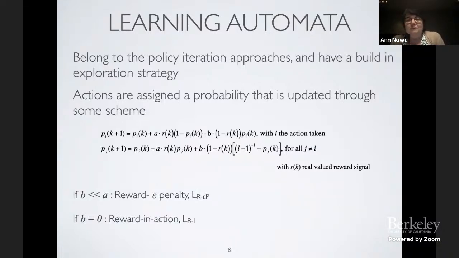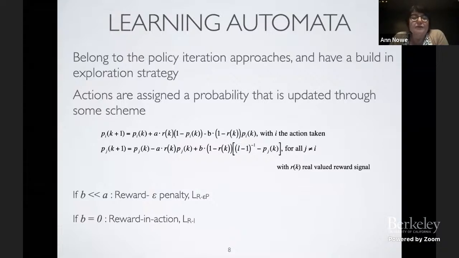So now I'm going to talk a bit about learning automata, and they are like policy iteration approaches. On the slide, you can see an updating rule for learning automata. The k refers to the time step. That's the normal notation for learning automata, to use k and not t, so I stick to the normal way of writing the update scheme. And i and j refer to the actions of the agent. So here we are in a scenario where we have discrete actions.